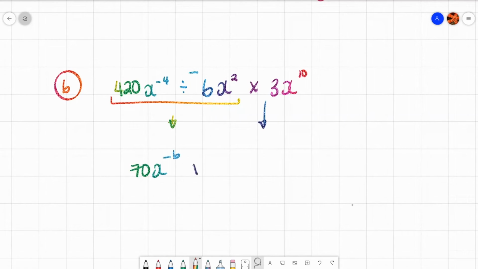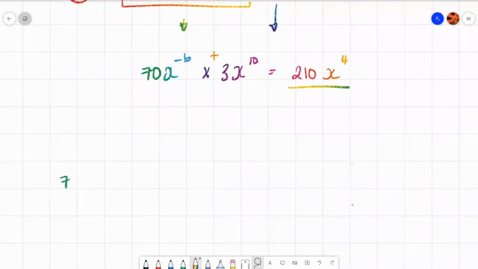Then bring that down, times by 3x to the power of 10. Well, 70 times 3 is 210x. And then because it's a multiplication, I've got to add the powers. Minus 6 add 10 is 4, and that is your answer. You do it in parts.